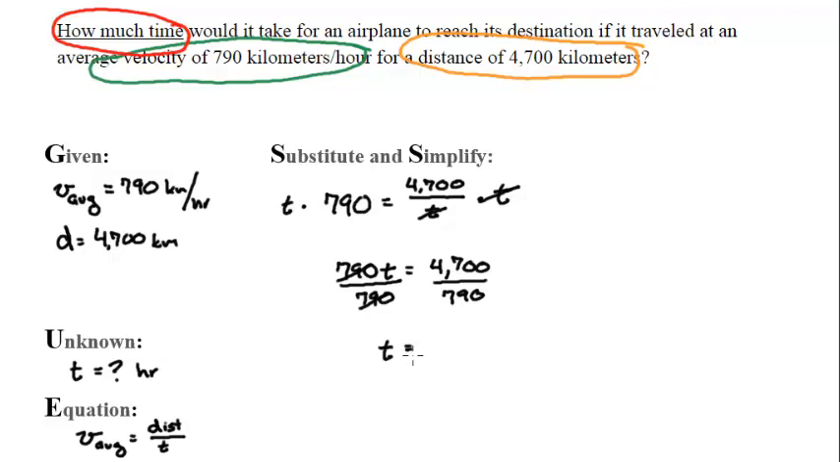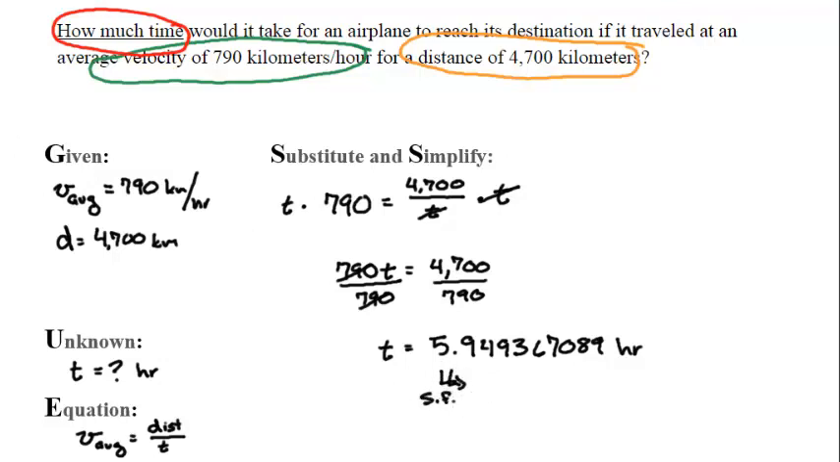When I solve this, I get t equals 5.94936708 hours. Be careful, it's not seconds, but in this case it's hours. Now the question becomes, how many sig figs do I need to apply in order to respond nicely?